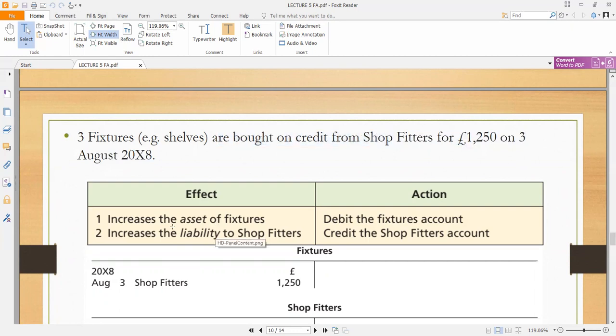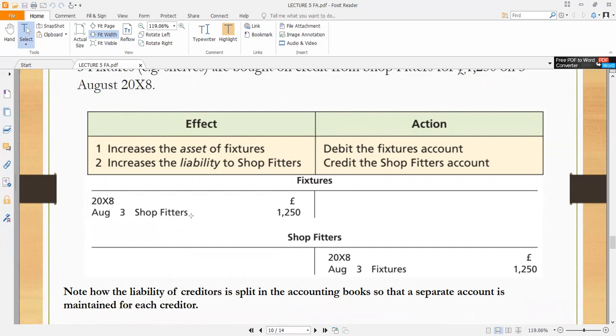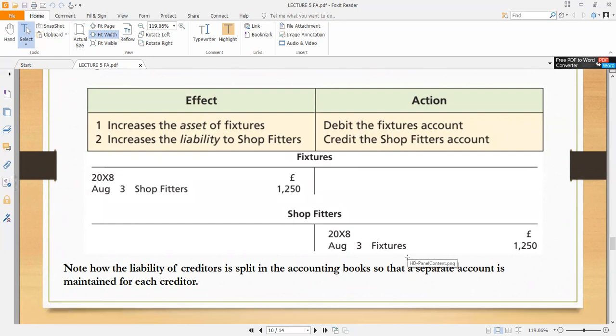Of course that is going to be an asset, where we are debiting the fixtures account. It also increases the liability to the shop, meaning that the liability will come on board now. We're going to introduce this as a liability. Liability is going to come as credit, so we're going to represent it as liability. So we've got 1,250 as shop fittings, which is going out of the business. Then we are bringing it also on the credit part, where it is coming in as a liability.